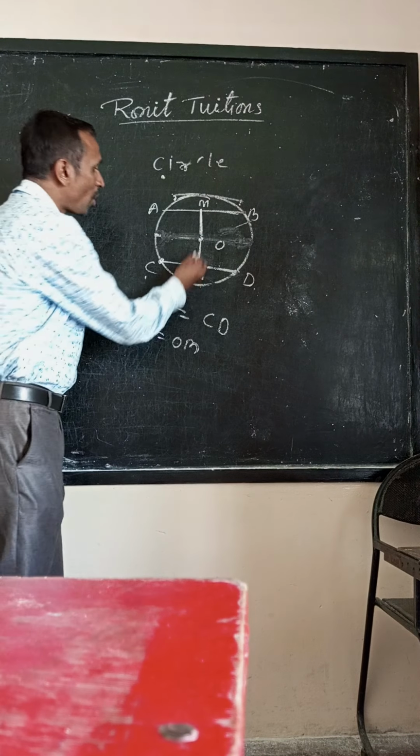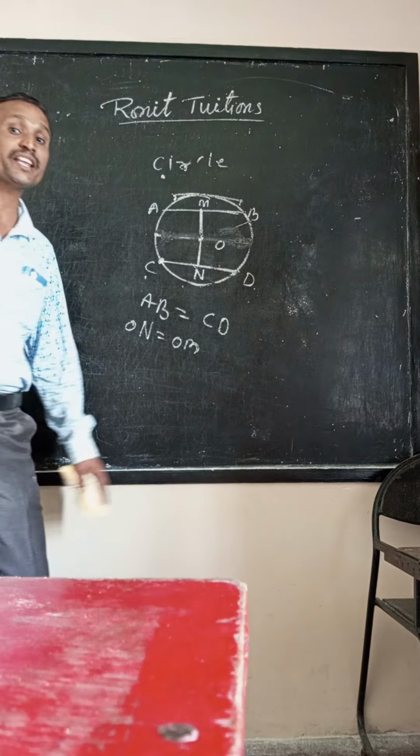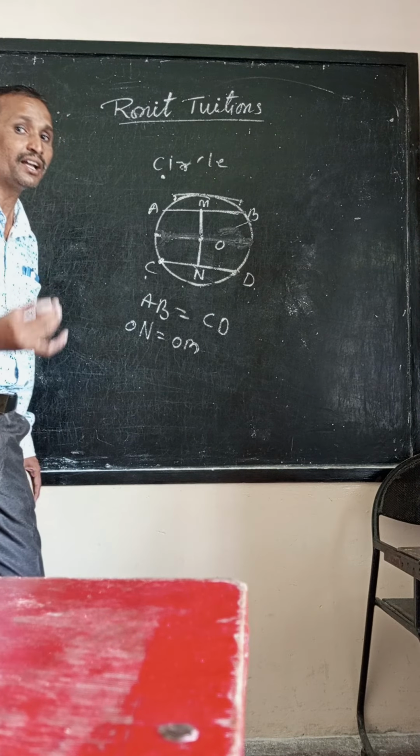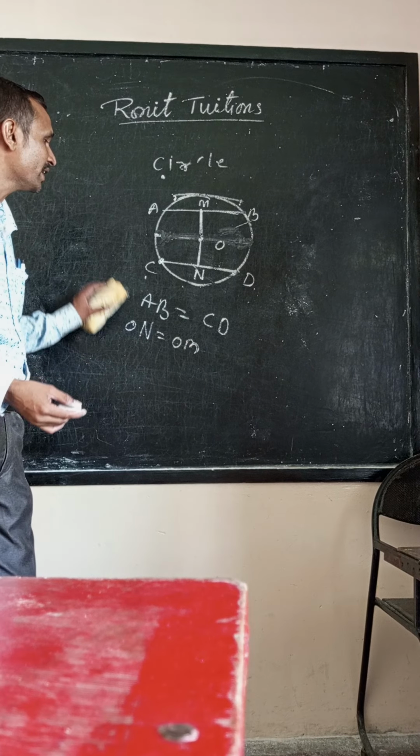Other way around, if two chords are equidistant from the center, then the chords are equal.